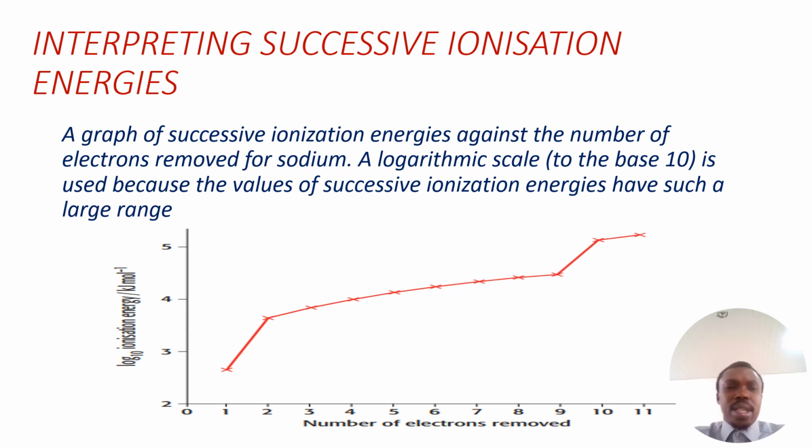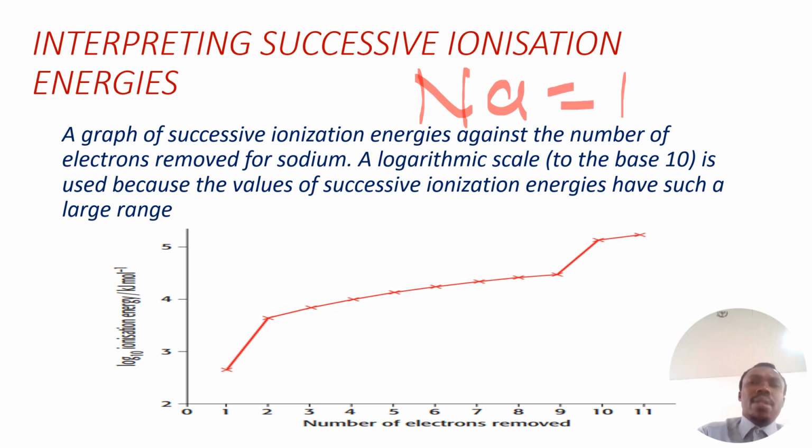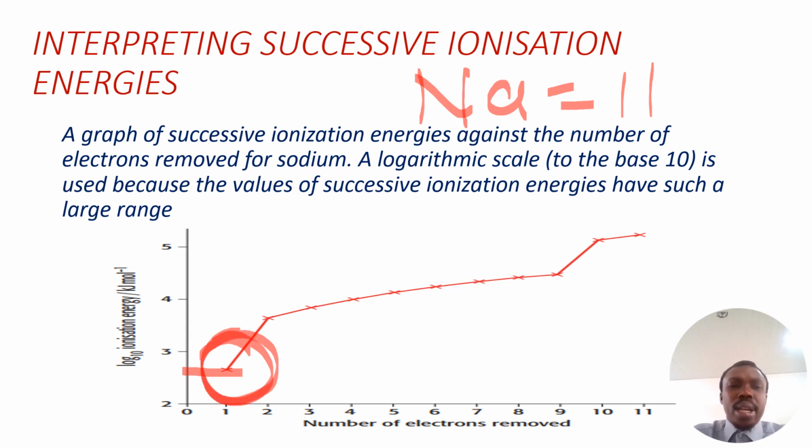If you look at the graph of the ionization energy against the number of electrons, this is sodium. Sodium has an atomic number of 11, and the atomic number is the number of protons. The number of protons is equal to the number of electrons. So this is the outermost electron, which gives the first ionization energy. It has the lowest ionization energy because of its distance from the nucleus, so there is less attraction from the nucleus.